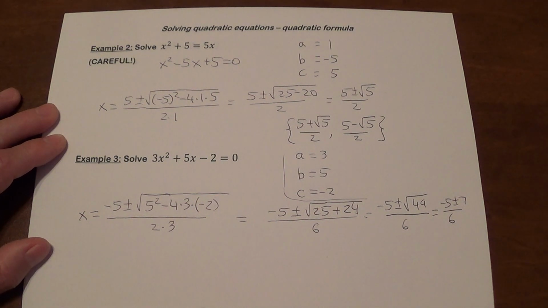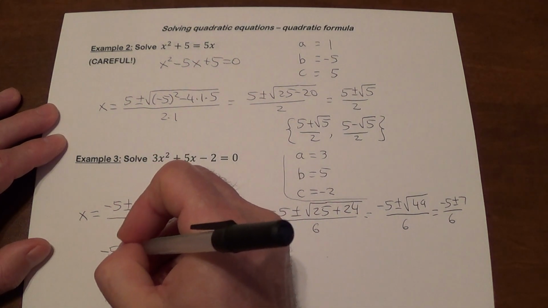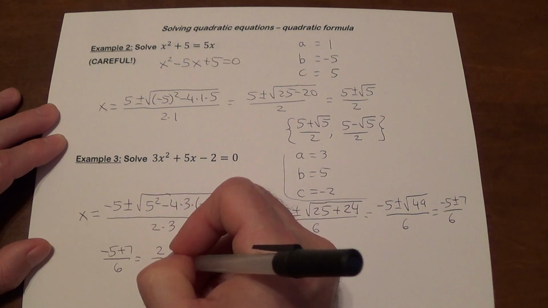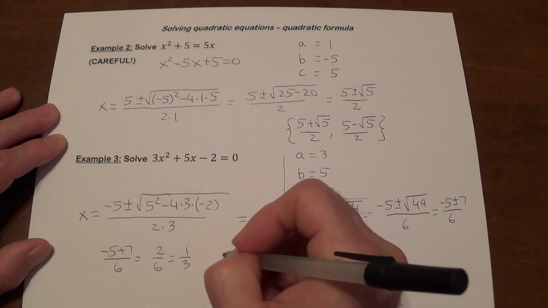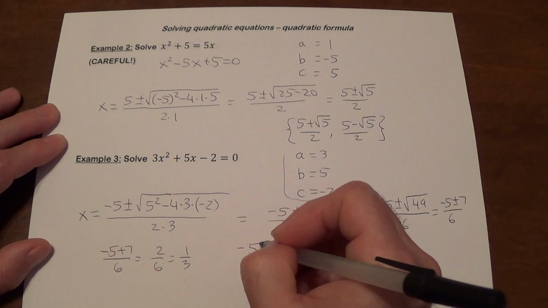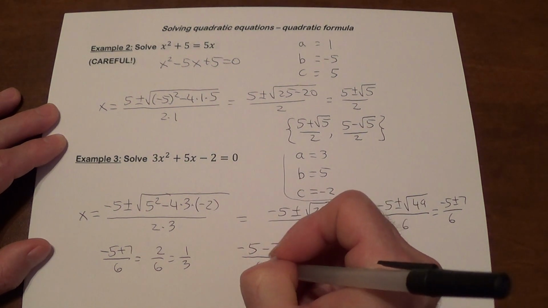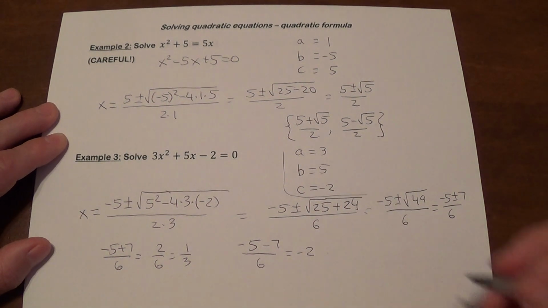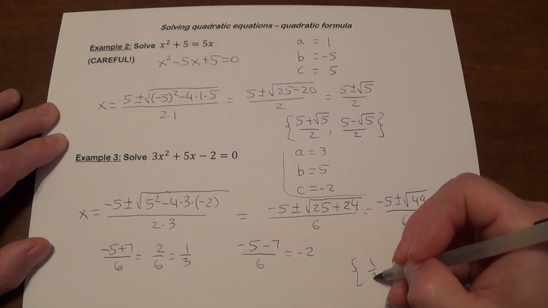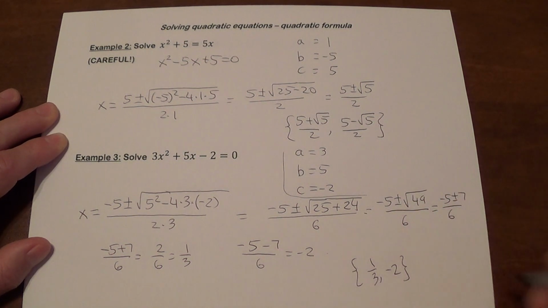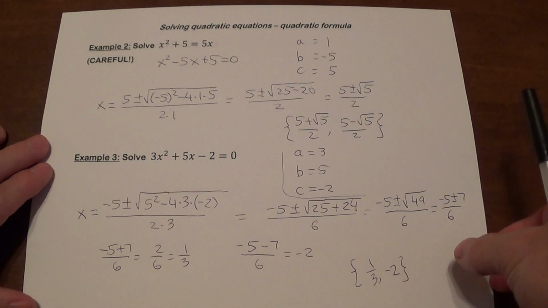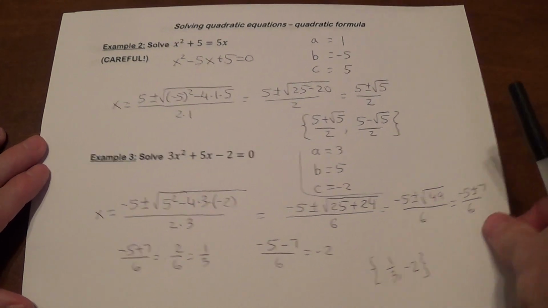So that's going to give us two numbers. Negative 5 plus 7 over 6. Negative 5 plus 7 is 2 over 6, which simplifies to 1/3. And the other solution will be negative 5 minus 7 over 6, which is negative 12 over 6. That's negative 2, right? And then we have 1/3 and negative 2. As I always say, it doesn't matter what order you put those numbers in, the solution is not going to change.